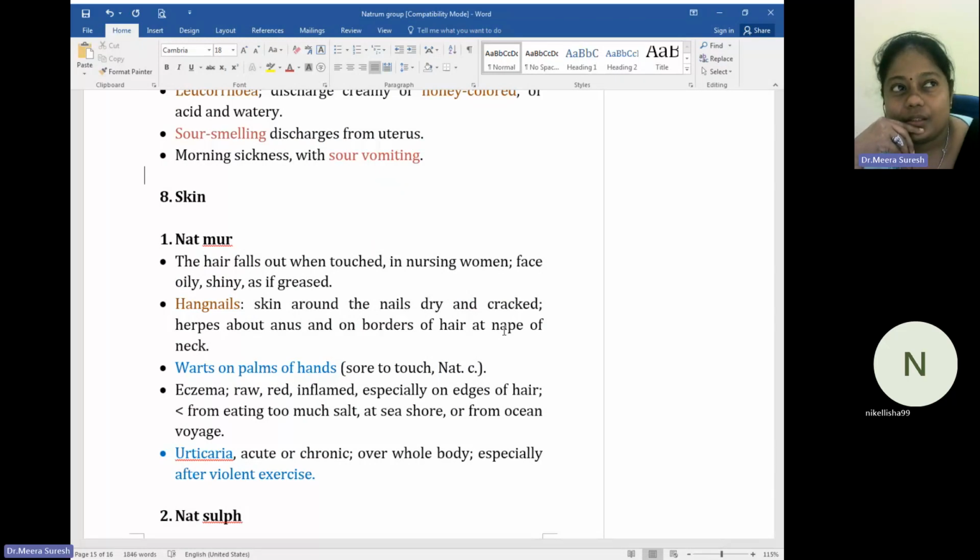Sweating ameliorates. Then, if you are connecting that sweating and that release of salt and that causing an urticaria, sweating should have been an aggravation. And I don't know. But I will give you why urticaria after violent exercise is important. I will give you one second. Let me confirm this.